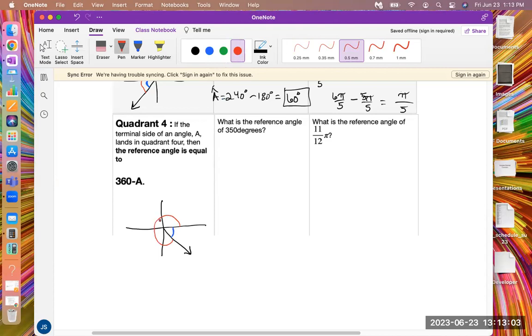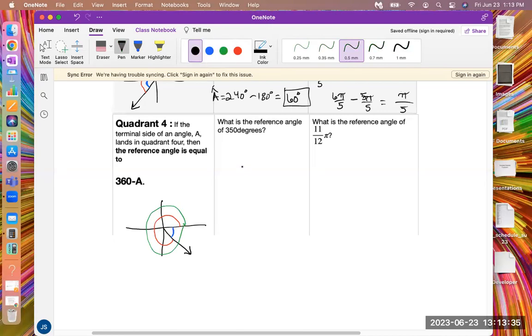To find this angle, notice that the blue and red parts together make one complete revolution. So one complete revolution is 360. So that's why you do 360 minus the red, which is the angle measured in standard position, A, and that will give you the reference angle.